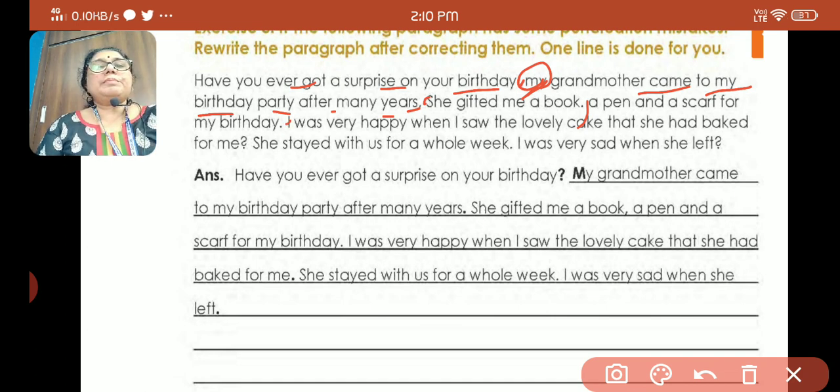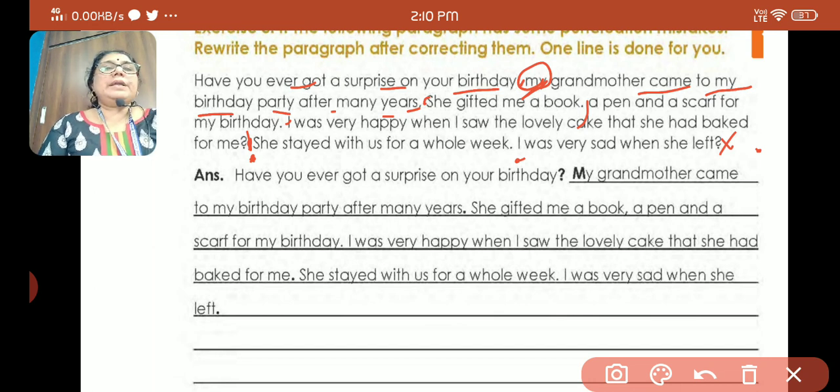There's a full stop. I was very happy when I saw the lovely cake that she had baked for me. It should not be a question mark, it should be a full stop. She stayed with us for the whole week. Full stop. I was very sad when she left. It is not a question mark, it is a full stop. So now I have corrected over here.